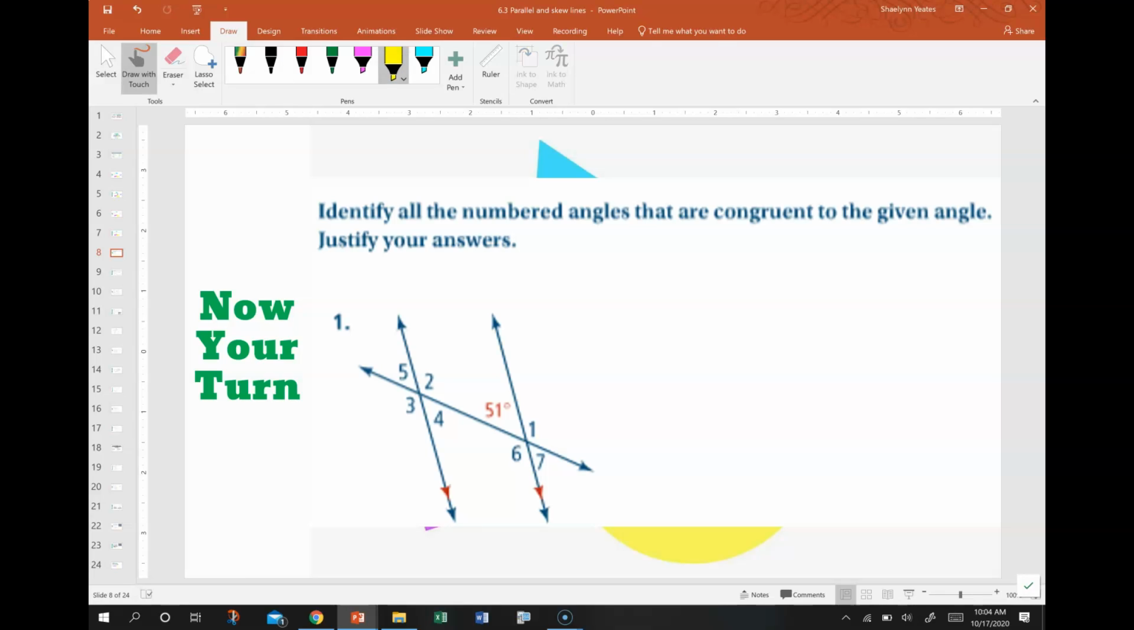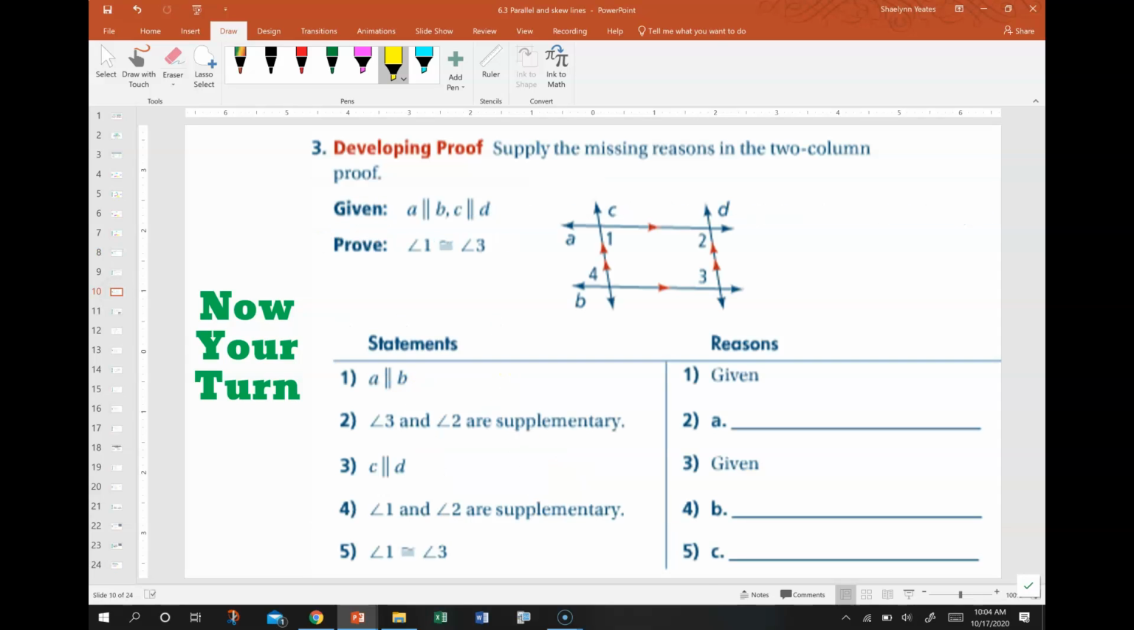And it helps that these two are parallel, so then you can use all those beautiful reasons that we talked about in 6.0. Okay, and once you finish that, we're going to come back together and I'll help you talk about this proof a little bit before I set you on your own with it.